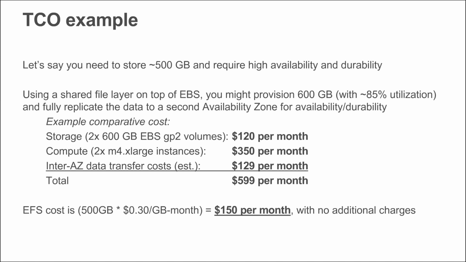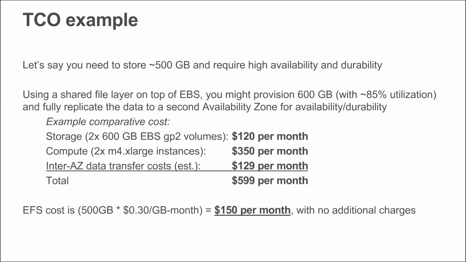Well, let's say that you want to store around 500 gigabytes and you want this multi-AZ setup. Using a shared file layer on top of EBS, you'd probably provision, let's say, 600 gigabyte EBS volumes, and that gets you to an 85% utilization number, so a pretty high utilization number. You would provision two sets of those volumes, one in each AZ, because you want full replication across AZs. So in terms of storage costs, you're looking at 2 times 600 gigabyte EBS GP2 volumes, and that gets you to $120 per month just for the storage.